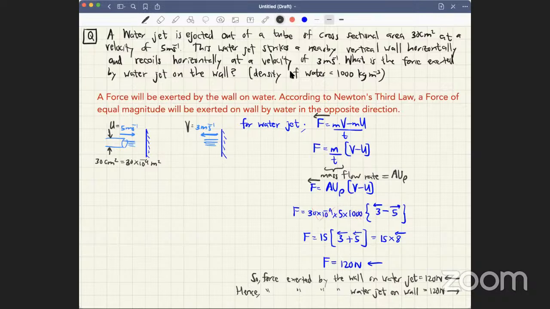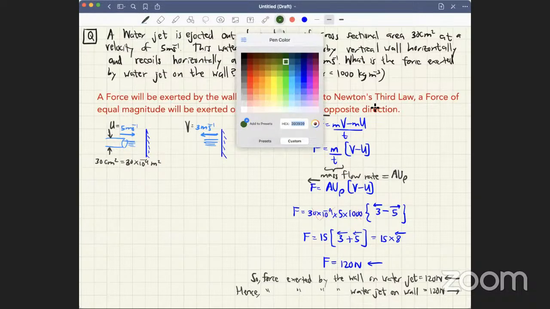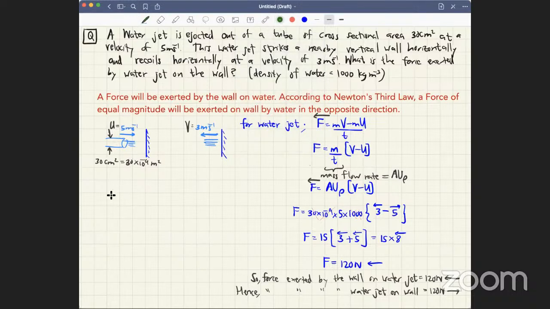Now alternatively you can do it this way as well. Now you have come up to this point, people. You're going to apply F equals A U rho within bracket V minus U, and you're applying the equation in what direction? You're applying the equation in this direction. So F is what we have to calculate. Without putting the arrows, what can I do now?